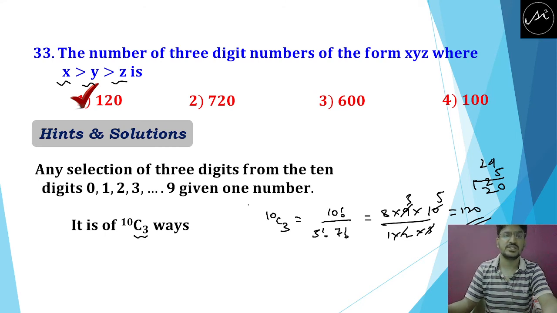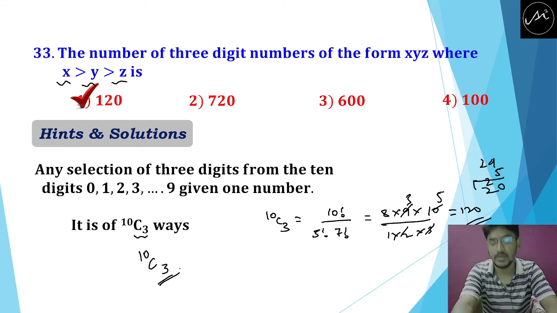So I think this is a very simple problem because you have to select 3 from 10. So 10C3 will be the correct answer. Clear?